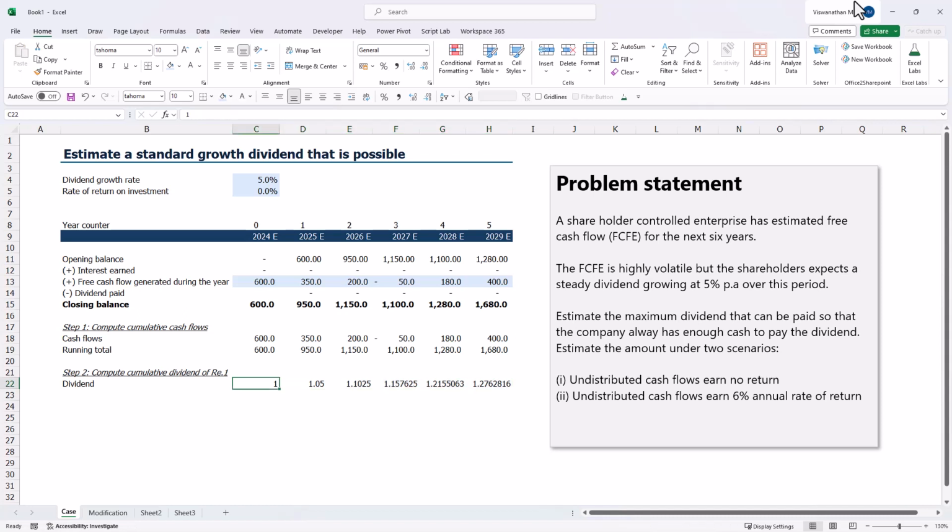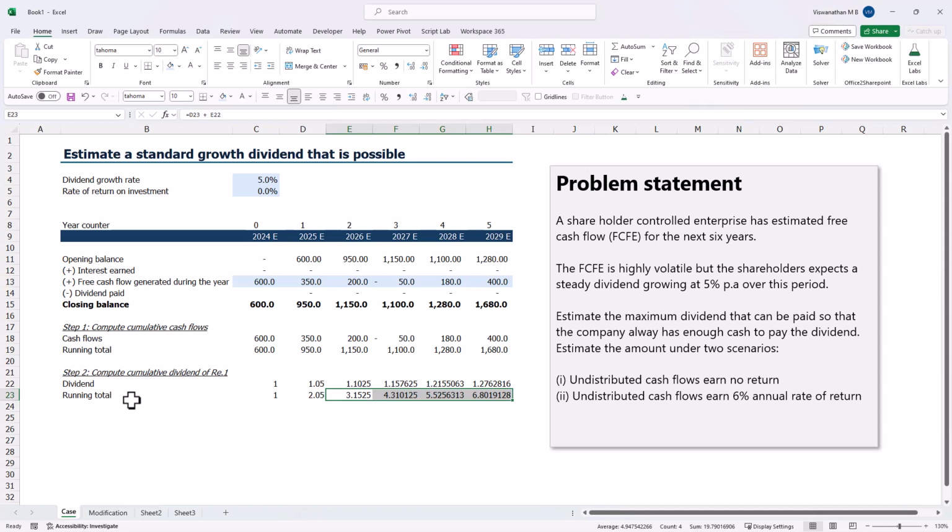So if I were to pay 1 rupee dividend in the first year, these are going to be my dividends in the subsequent years. Now we are going to get the running total of this. So the first year number is going to be 1, the second year is going to be 1 plus the second year dividend, which is 1.05. The third year is going to be 2.05 plus 1.1025, that's 3.1525 and so on. Let me copy paste to get this result.